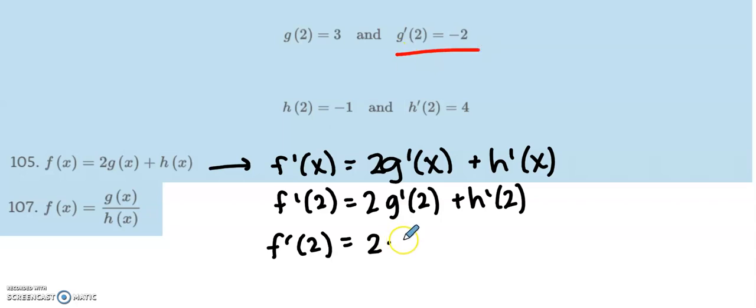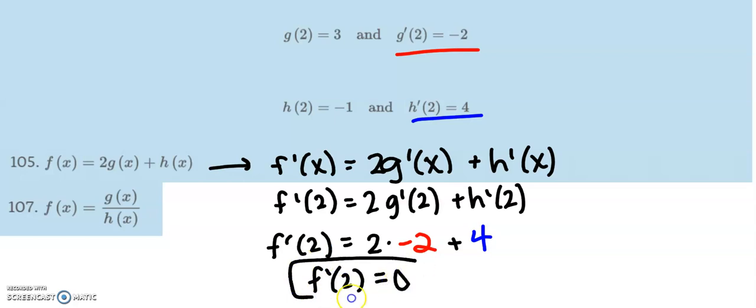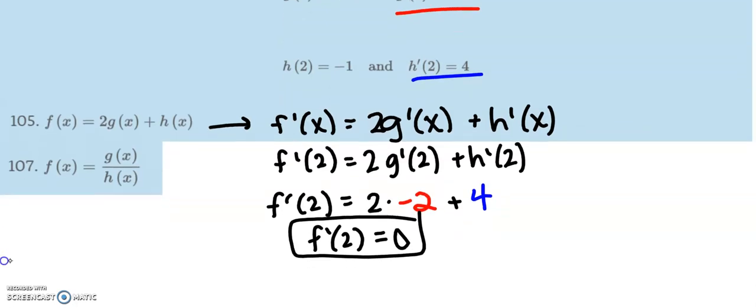G prime of 2 is equal to -2 plus h prime of 2 is equal to 4. -2 times 2 is -4, plus 4. F prime of 2 here is going to end up being equal to 0. Okay, which means there would be a horizontal tangent line at 2 for function f.